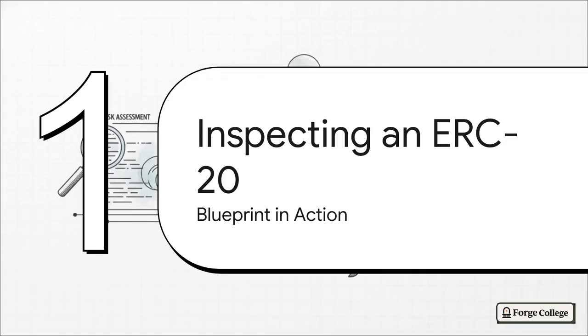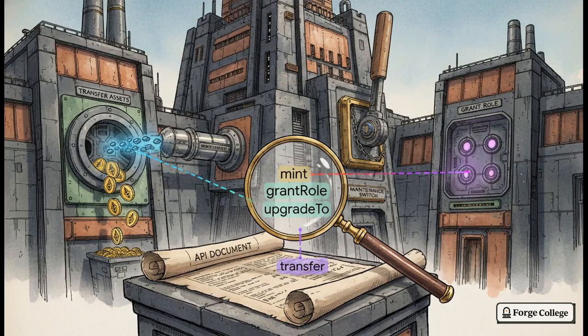So let's see what this looks like in practice. Part 3. Inspecting an ERC20 token, putting the blueprint in action. During our surface scan, we immediately spot the externally callable functions, our vault doors. Remember, we're not even looking at the underlying logic yet. We're just reading the public API.